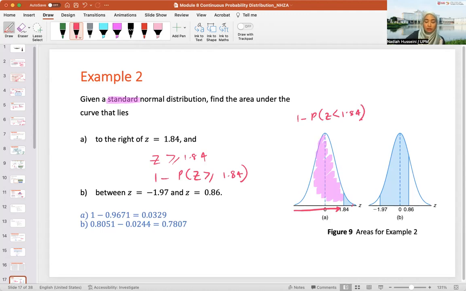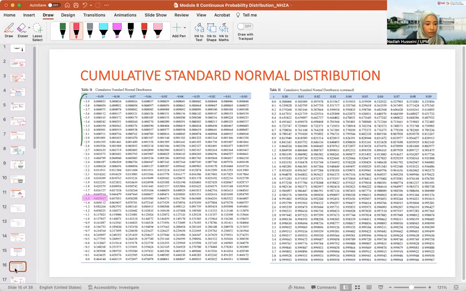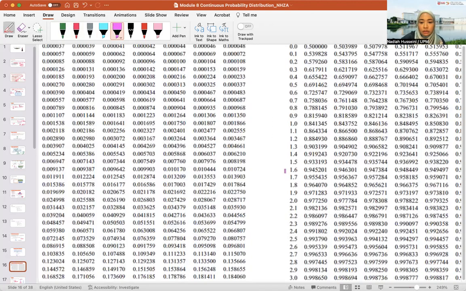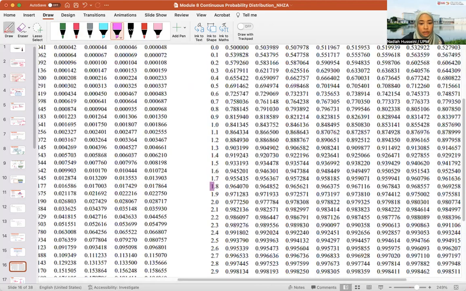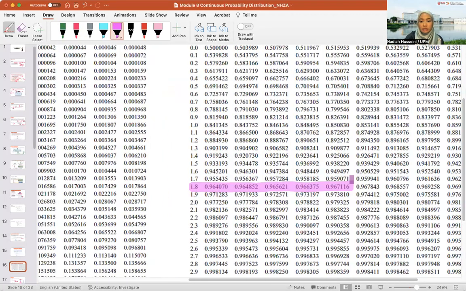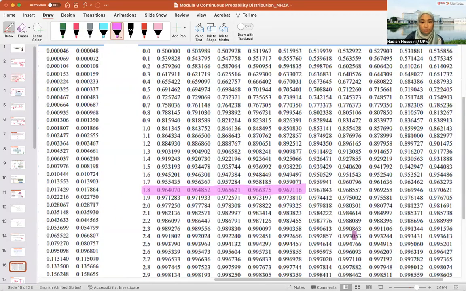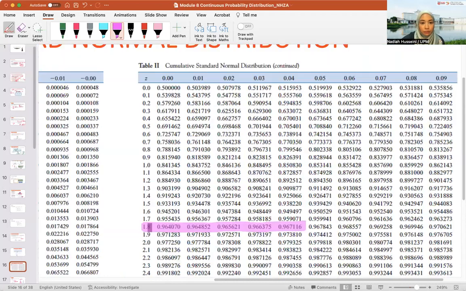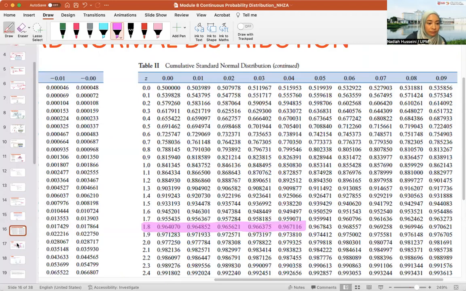Okay, so let's look at the table again. So z is less than or equal to 1.84. 1.84 is a positive value. So I'm going to zoom in over here. I have 1.8 over here. So I'm going to highlight it over here, and then my decimal place is 1.84. 1.84 over here. So 0.967.